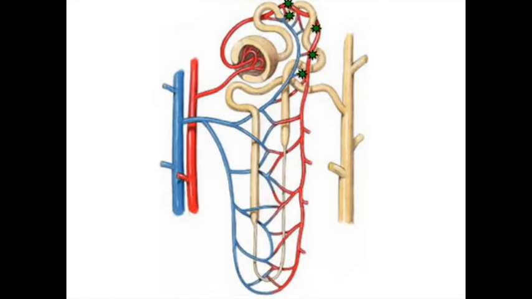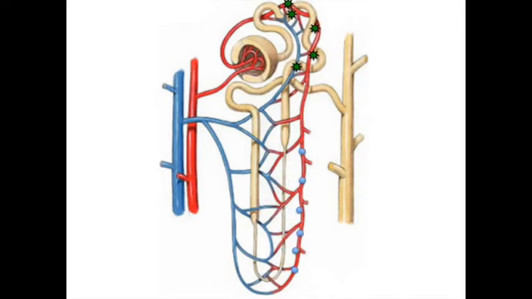So the proximal convoluted tubule's job is to reabsorb the stuff that you don't want to get rid of. It's like, let me absorb everything out of the blood, and oops, I took too much. I need these nutrients. I need this sugar. I need these hormones. Let me put them all back into your blood. Excellent. Good job.